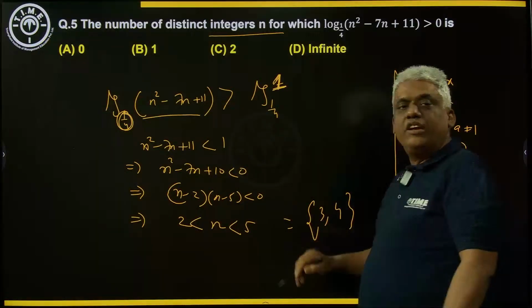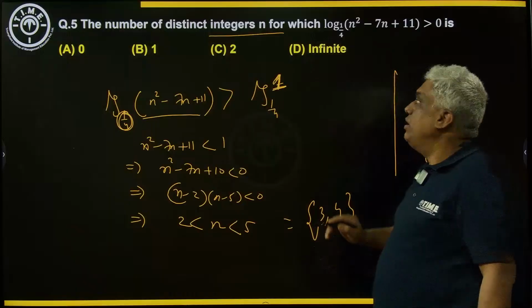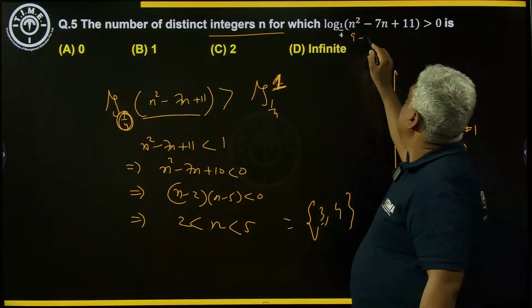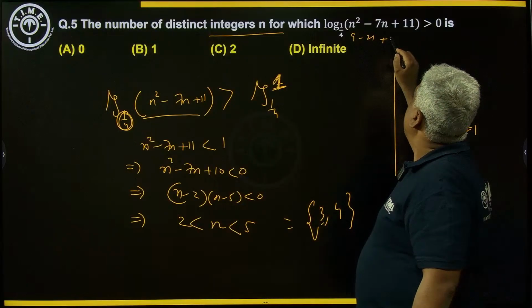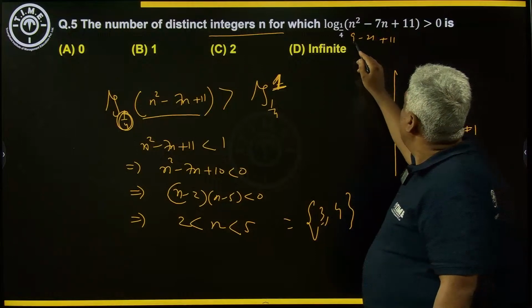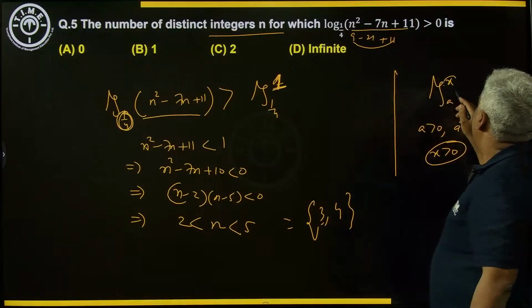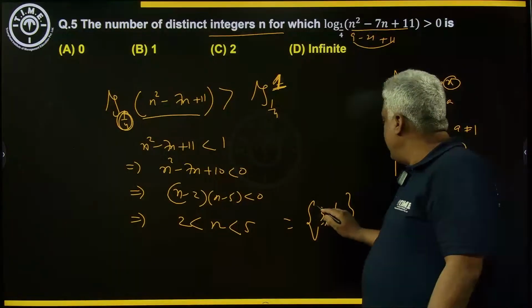Let's check 3 and 4. Now it has to satisfy the original expression, right? Put n equal to 3 here. So 3 square is 9 minus 21 plus 11. At 3 it is 20 minus 21. It is becoming negative. Now we know that the log of a negative number is undefined. So 3 is invalid.